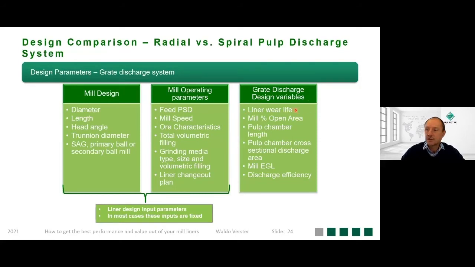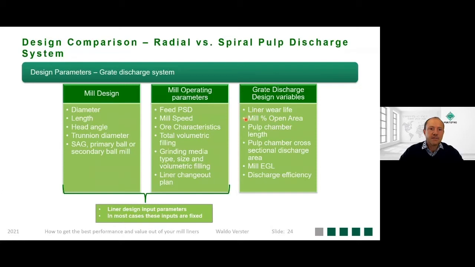First, liner life. How can we influence liner life on the discharge side of the mill in a grate discharge system? Material of construction, liner thickness, and then also very important, lifter bar height and lifter bar width. The lifter bar will protect the grate plate and the lining system on the discharge head.